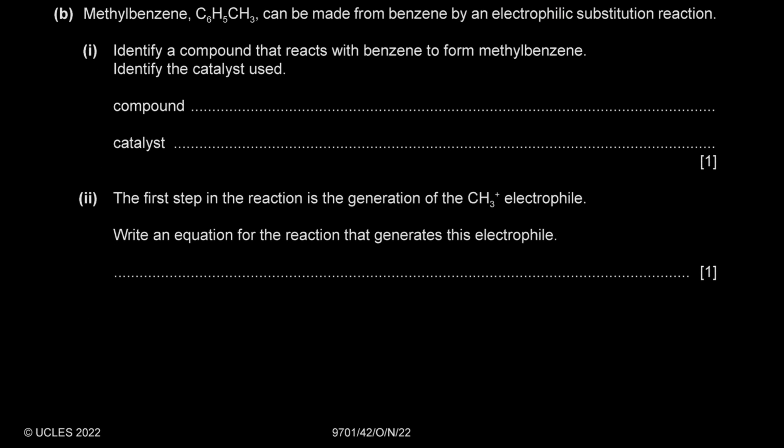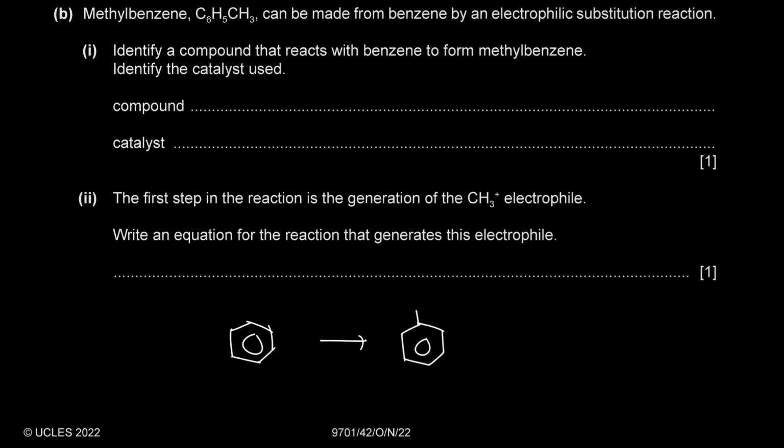Methylbenzene can be made from benzene by an electrophilic substitution reaction. Identify a compound that reacts with benzene to form methylbenzene. Identify the catalyst used. So if you want to make methylbenzene from benzene, we're simply substituting a methyl group.